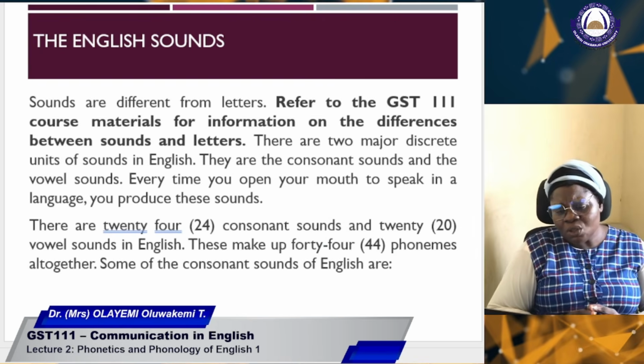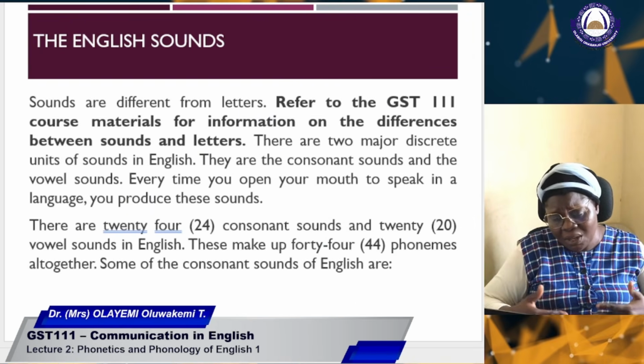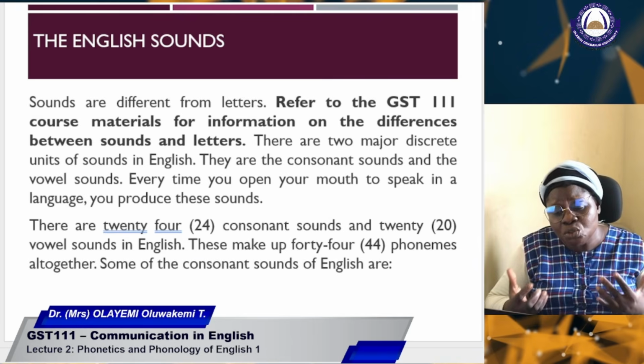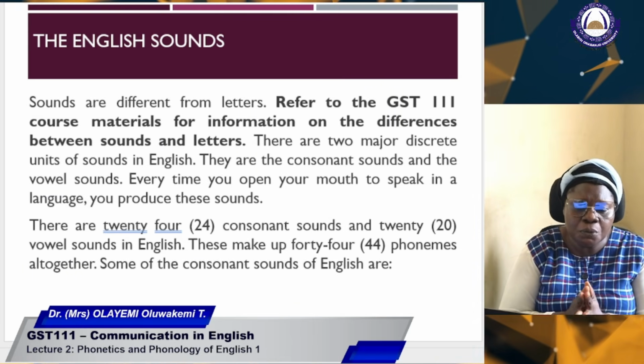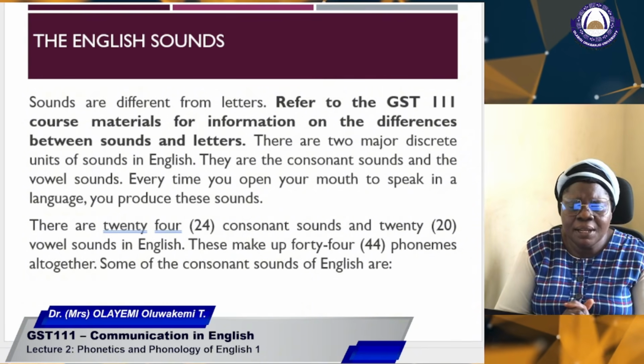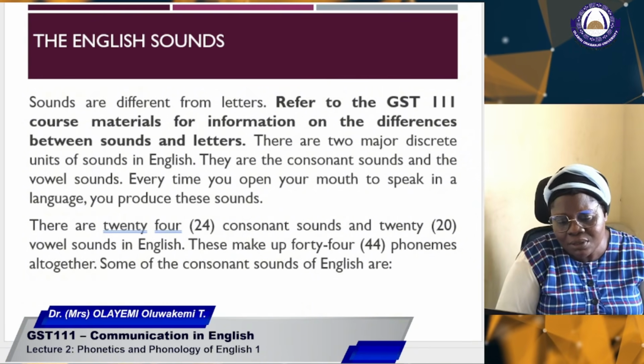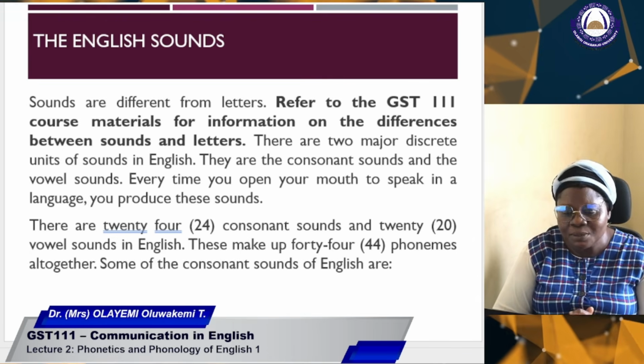Now, having talked about that, there are other speech organs. We have the diaphragm, the bronchial tubes, and all of that. They play prominent roles in speech production. Then let's talk about the English speech sounds. Okay, the English speech sounds.